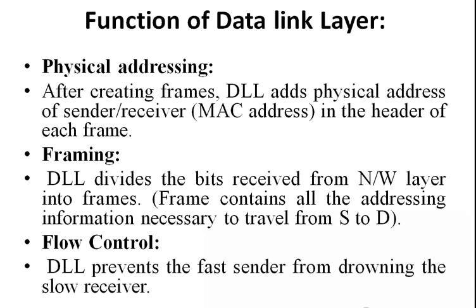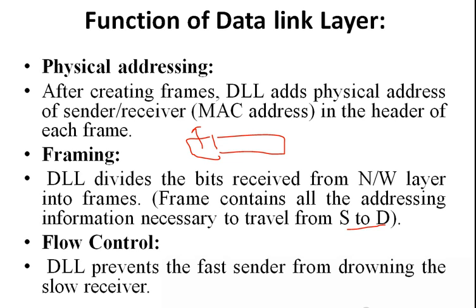Functions of the data link layer. Physical addressing. The first and foremost functionality of the data link layer is physical addressing. After creating frames, the data link layer adds the physical address of the sender and receiver, the MAC address, in the header of each frame. Framing. The DLL divides the bits received from the network layer into frames. A frame contains all the addressing information necessary to travel from source to destination.